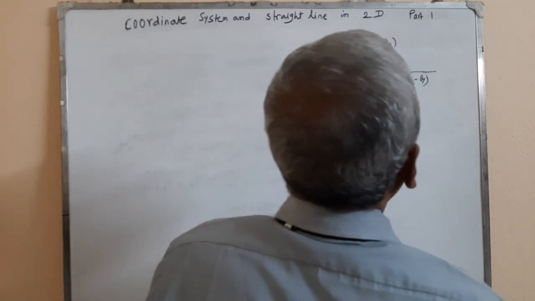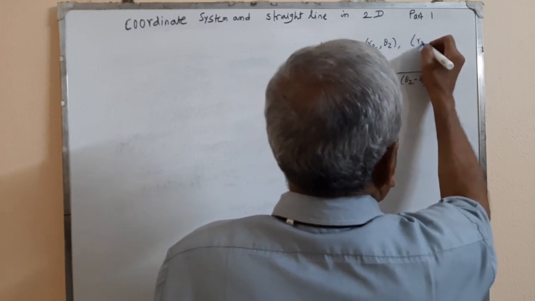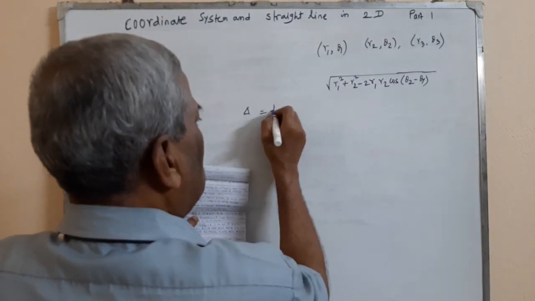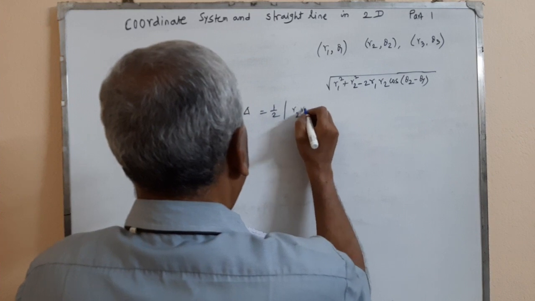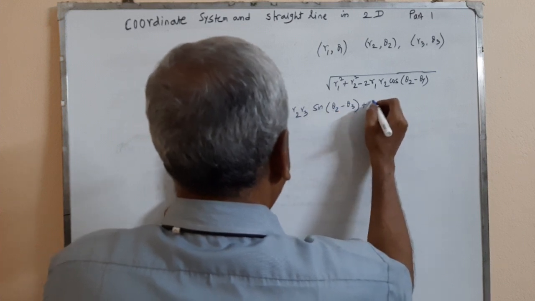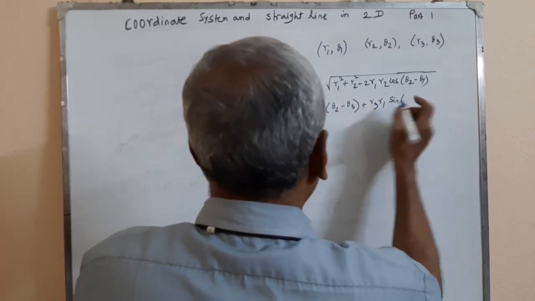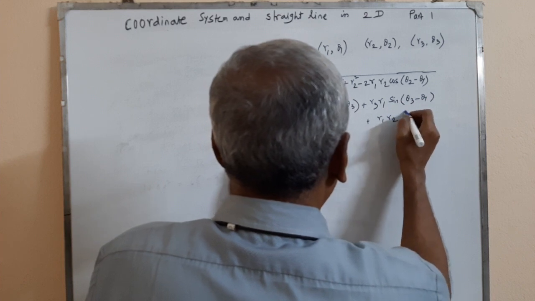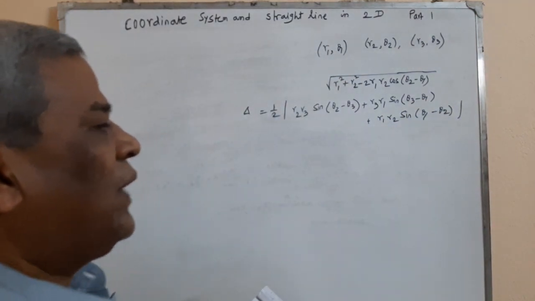Area of the triangle whose vertices are (r1, theta 1), (r2, theta 2) and (r3, theta 3) is half mod of r2 r3 sine of (theta 2 minus theta 3) plus r3 r1 sine of (theta 3 minus theta 1) plus r1 r2 sine of (theta 1 minus theta 2), in square units.